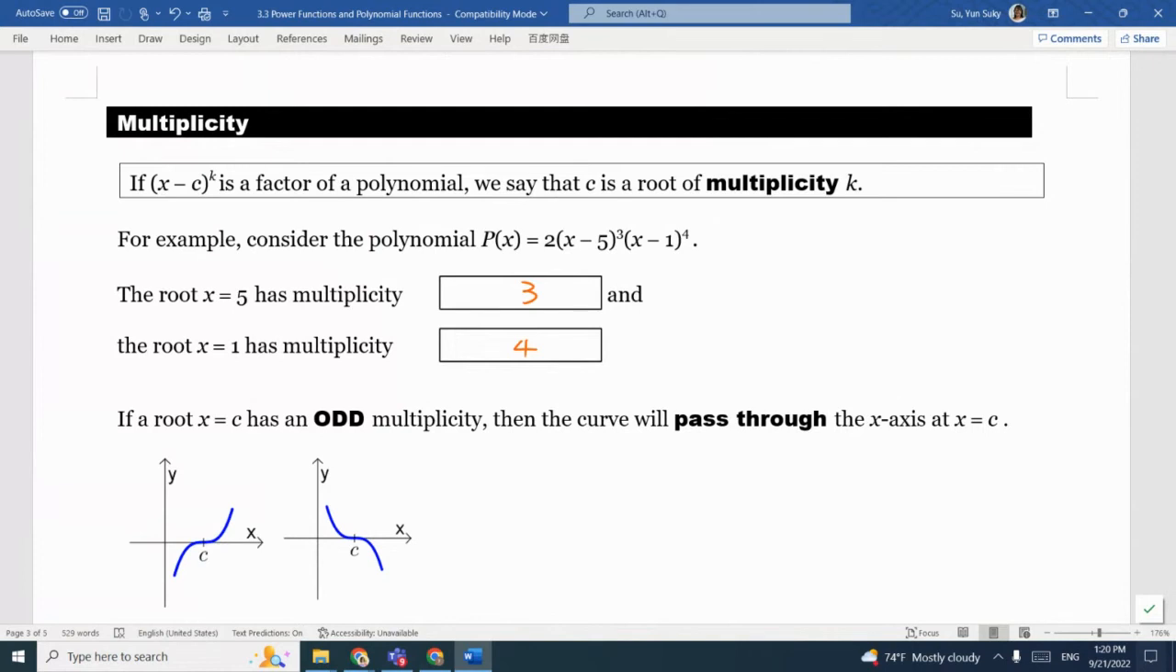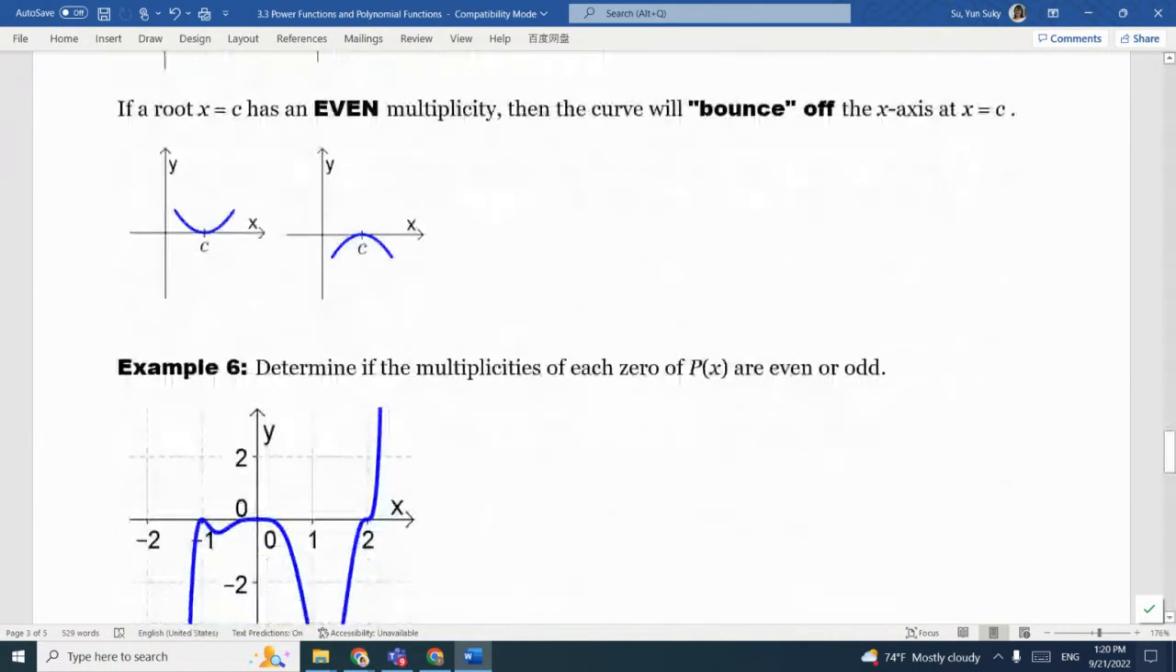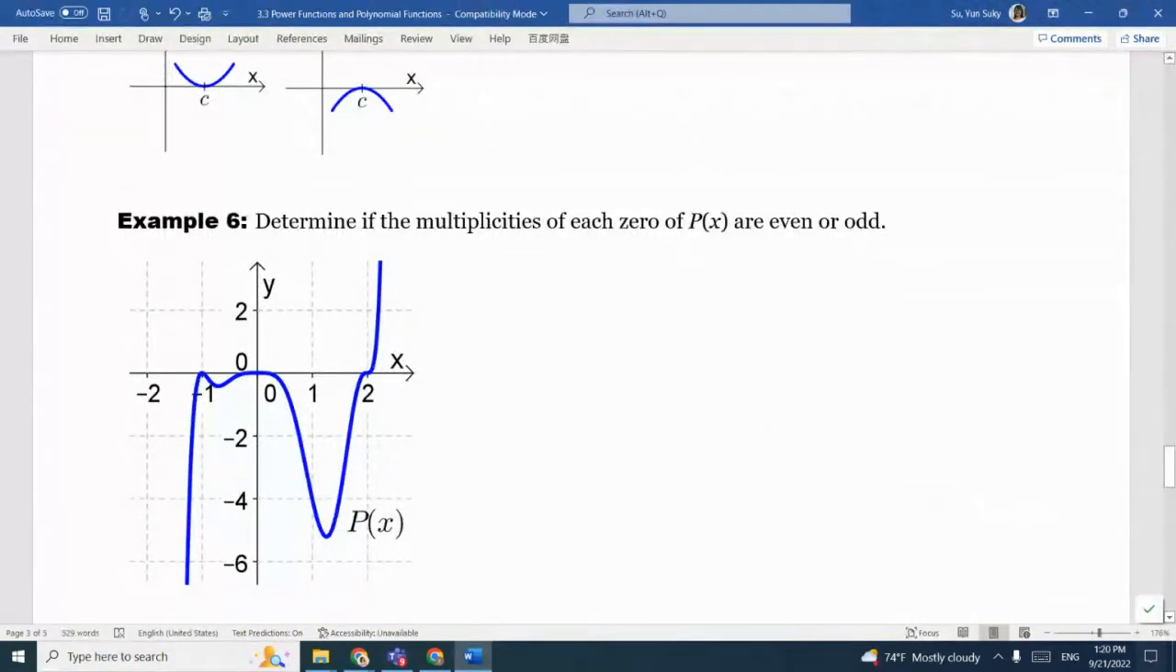If we have an odd multiplicity, we pass through, we cross the x-axis. If we have an even multiplicity, we bounce off, okay? Look at this example. We find the roots. Let's list the roots, looking from the right side to the left side. What is the root? 2. Yes. And what do you think the multiplicity is, odd or even? Yes, because we cross it, so it's odd. What is the next root?